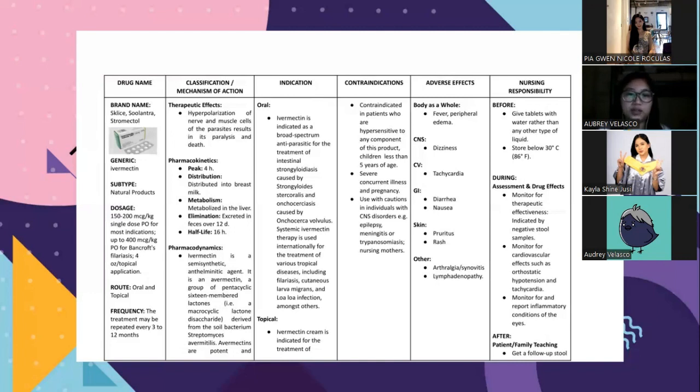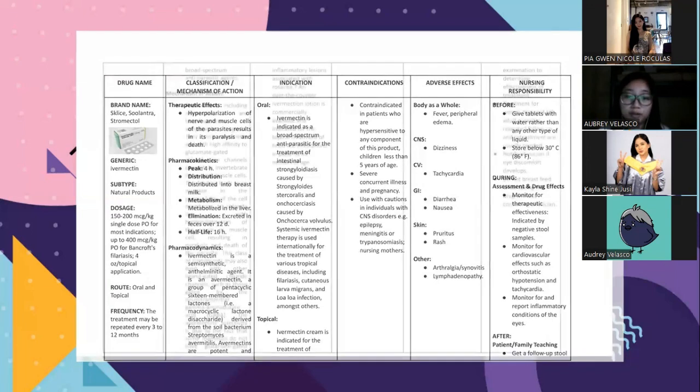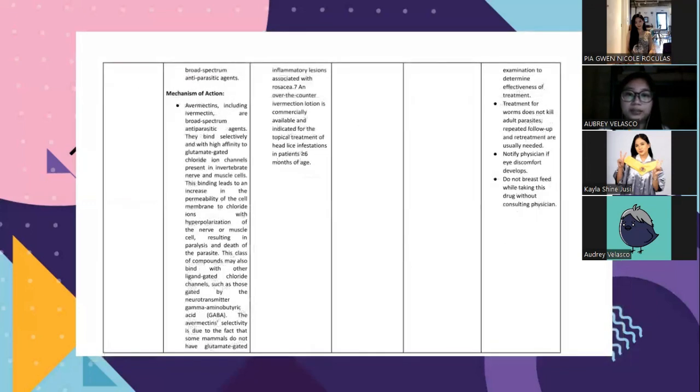So for pharmacodynamics, ivermectin is a semi-synthetic anthelmintic agent. It is an avermectin, a group of pentacyclic 16-member lactones. It's derived from the soil bacterium Streptomyces avermitilis. Ivermectins are potent and broad spectrum anti-parasitic agents. So mechanism of action.